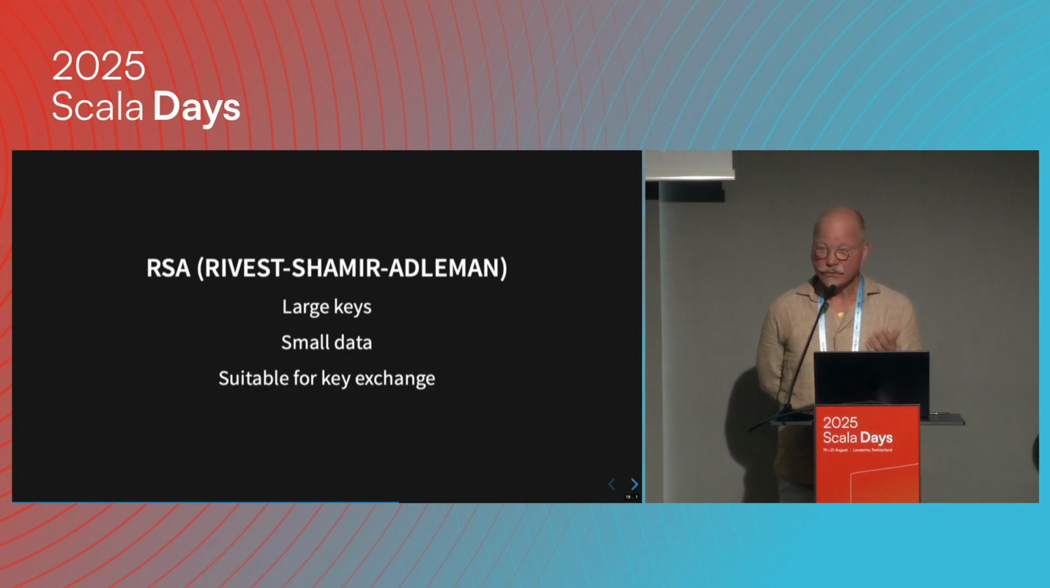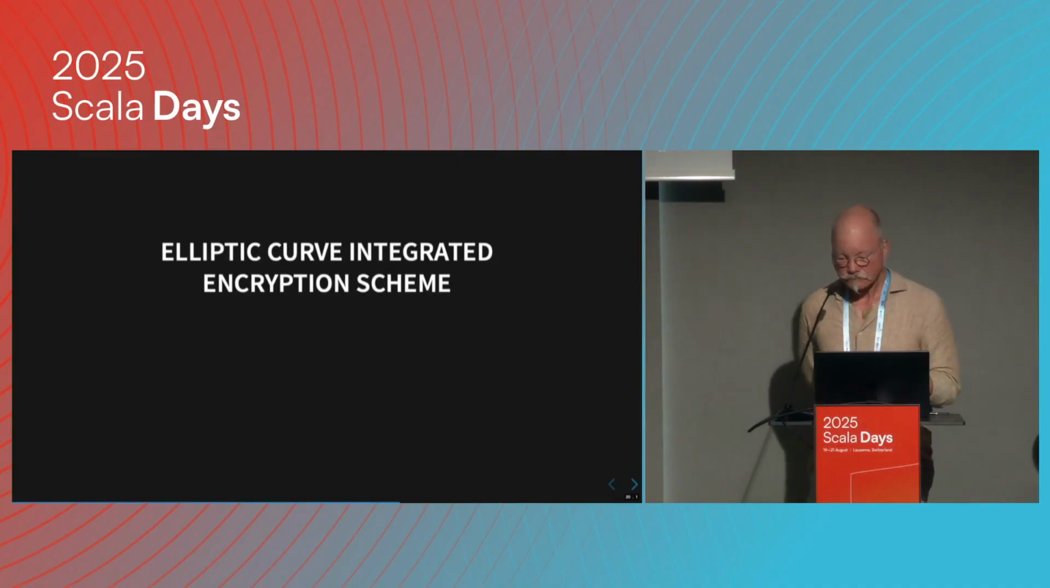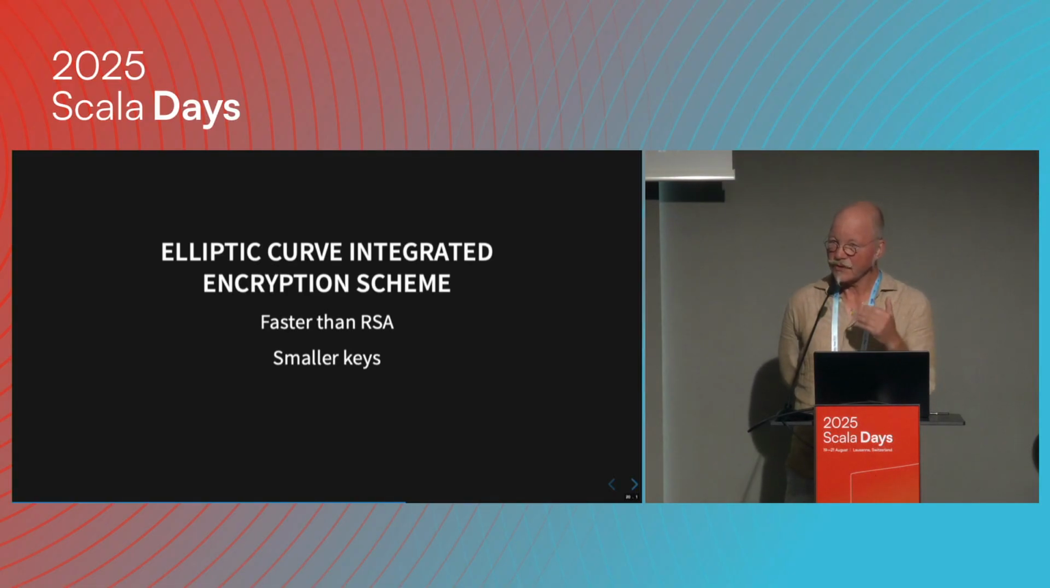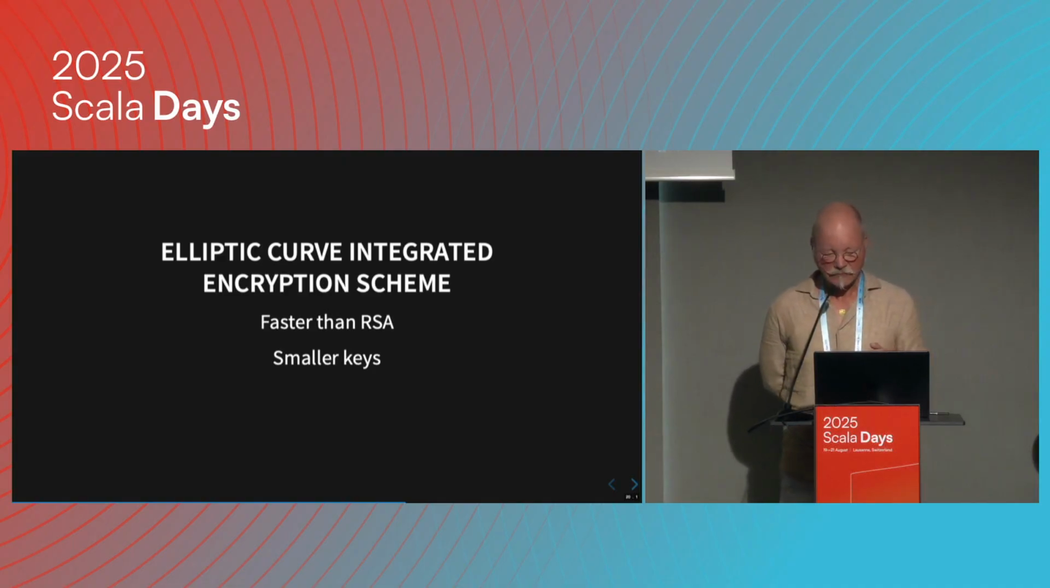There is a newer asymmetric crypto, the elliptic curve. It's faster than RSA. It uses smaller keys. A 256-bit key has equivalent security of a 3,000-bit RSA key, and it comes with a hybrid mode.